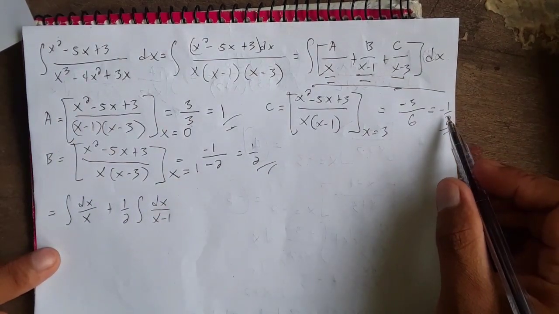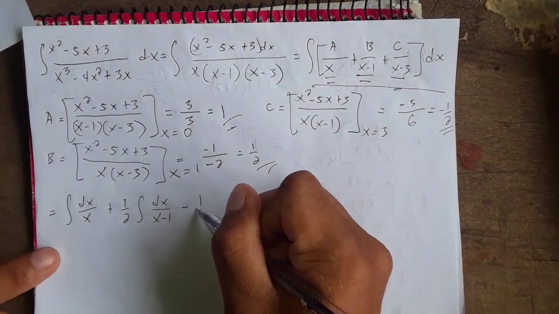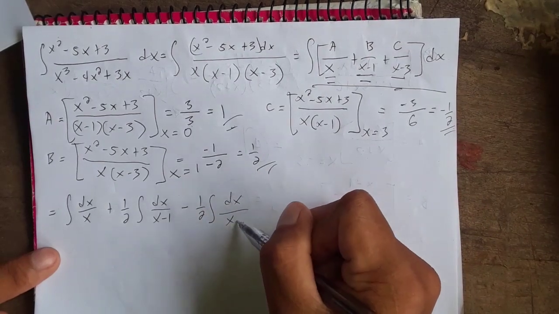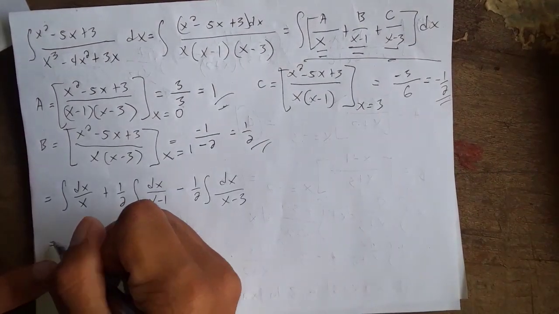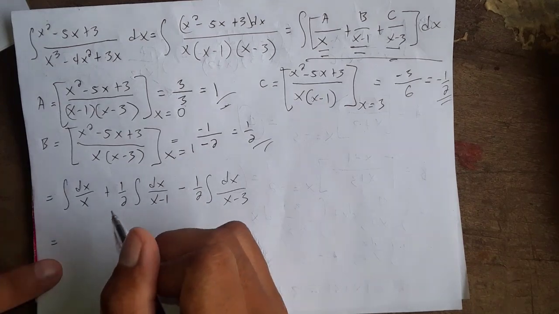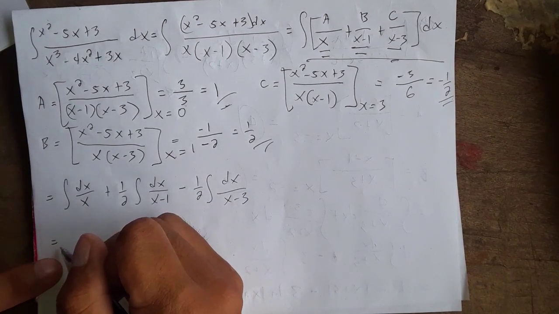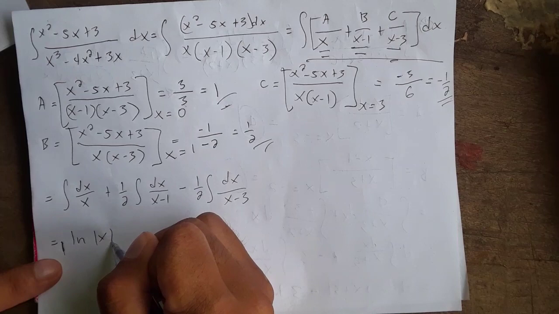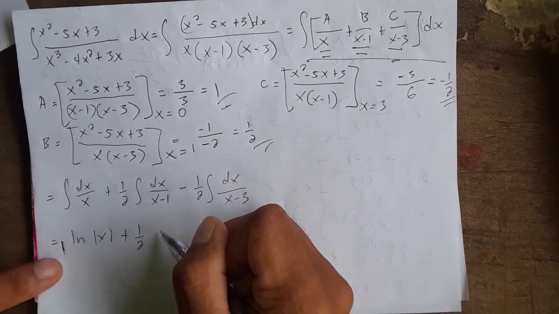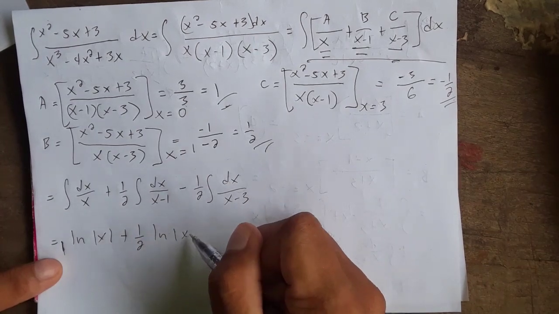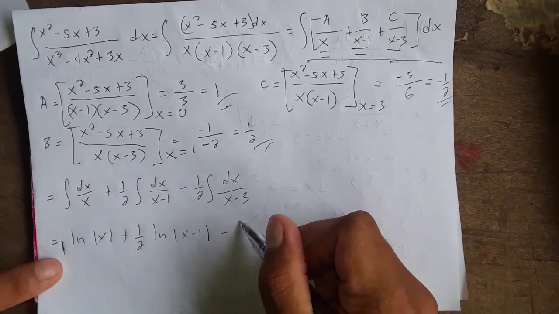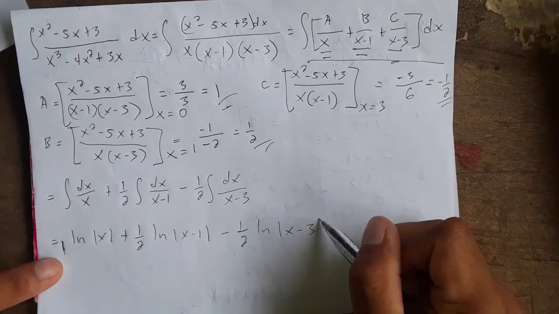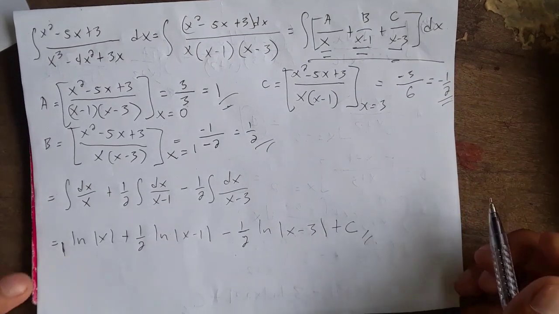Then our c here is equal to negative 1/2, so we have minus 1/2 integral of dx over x minus 3. We can easily integrate this function using the logarithm formula of integration. So in the first term we have the natural logarithm of the absolute value of x, plus 1/2 ln of the absolute value of x minus 1, minus 1/2 ln of the absolute value of x minus 3, plus c. So that is the final answer.